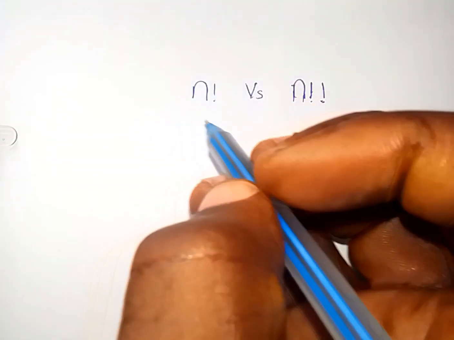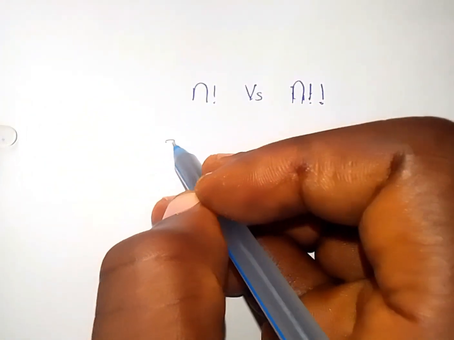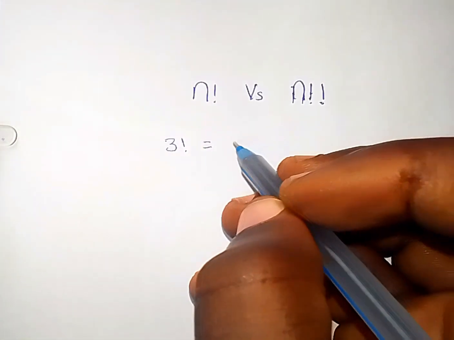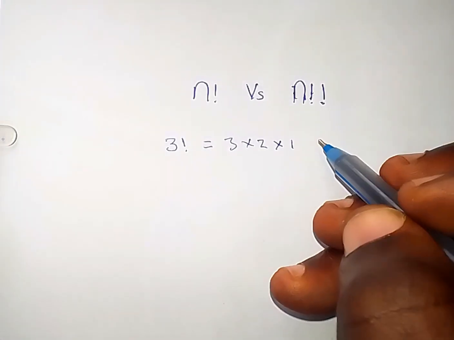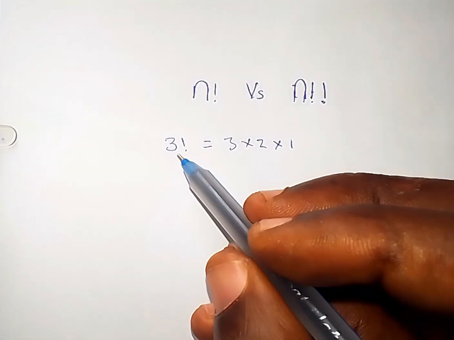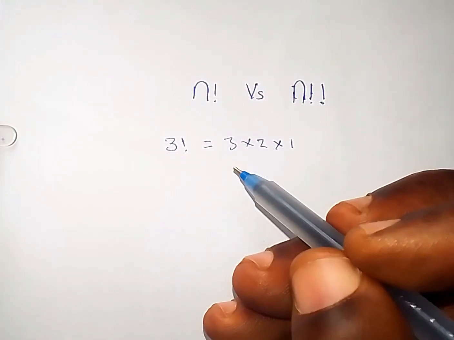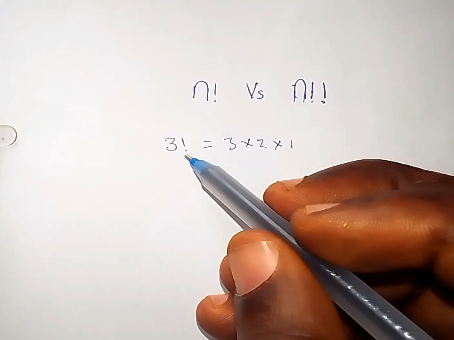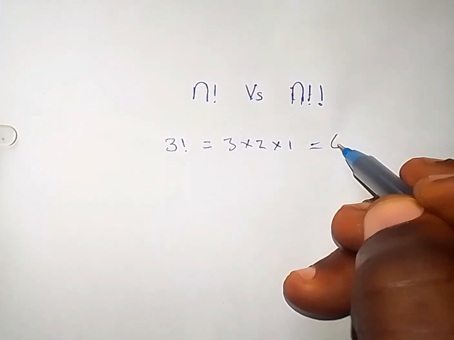The first one is factorial, normal factorial. For instance, if we are given 3 factorial, it is defined as 3 multiplied by 2 multiplied by 1. So that is the product of all integers from 3 down to 1, so from 1 to 3. So the multiplication of all the integers is going to be given as 3 factorial. So the value of this is the same thing as 6.